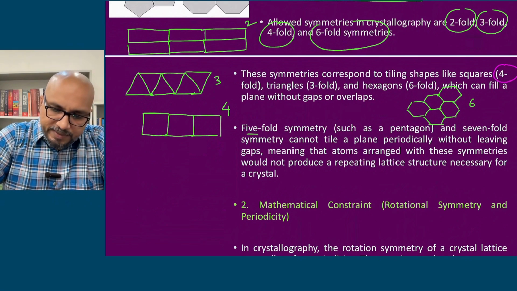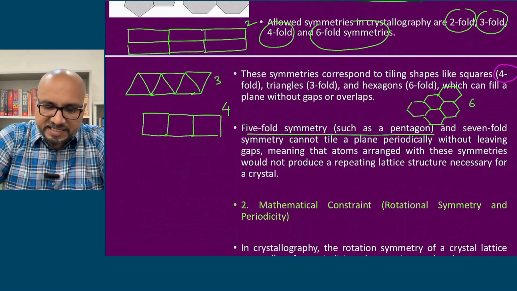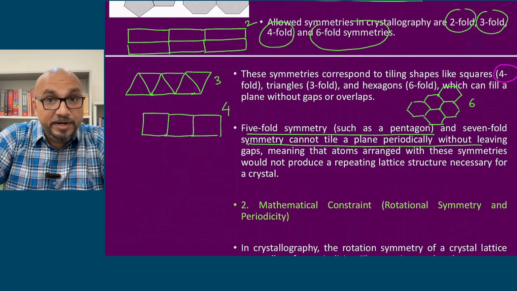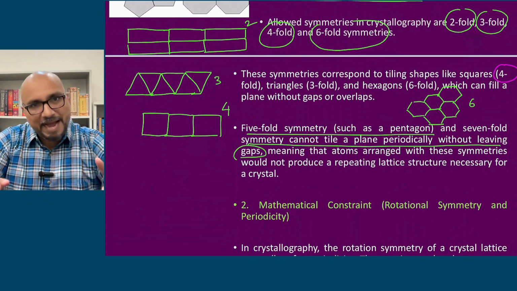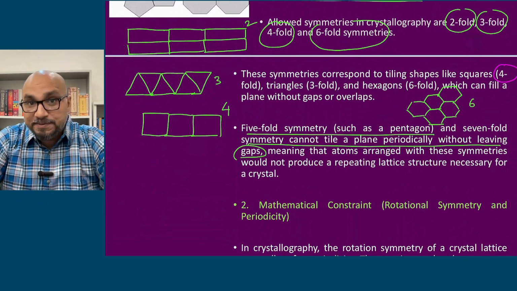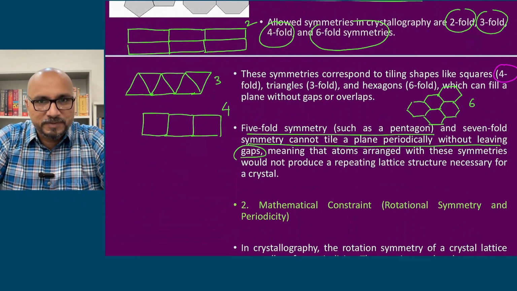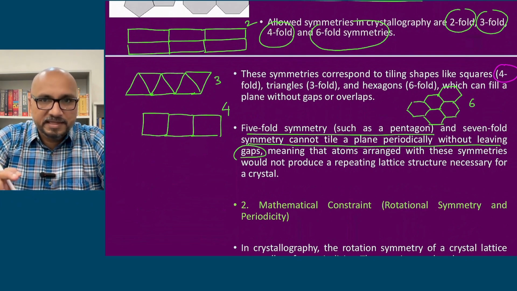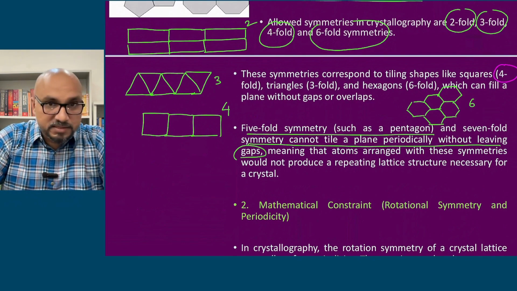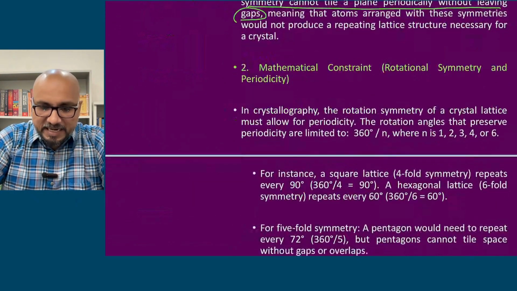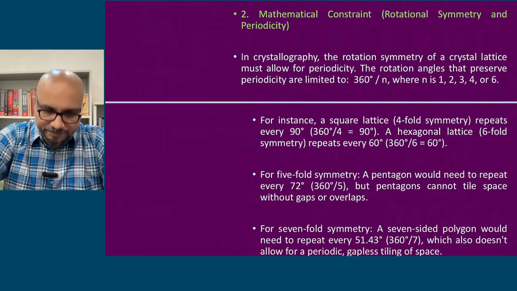So 5-fold symmetry such as a pentagon and 7-fold symmetry cannot tile a plane periodically without leaving gaps. Gaps बच जाएंगे. So gaps है, इसका मतलब तुम्हारा जो crystal है, it is not perfect. Okay. So there should not be any gaps left when your unit cell is repeating in the lattice. So that is main reason. Okay. Second, mathematical constraints भी हैं.